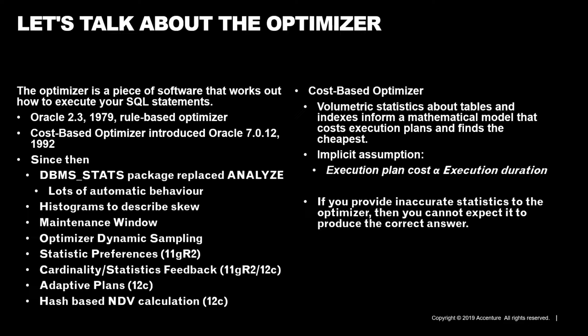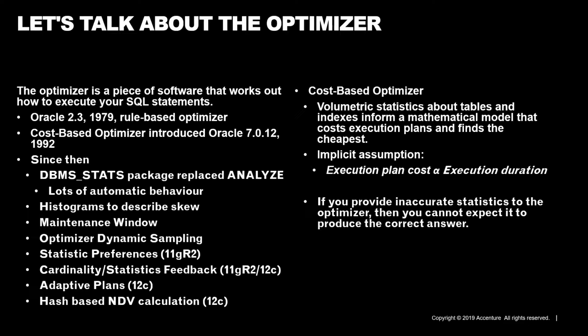Cardinality feedback, now called statistics feedback from Oracle 12, lets the optimizer correct statistics based on its previous experience. If it says, well, I got a different number of rows out to what the statistics said I should get, if it repeatedly executes that statement, it will adjust the statistics. Adaptive plans in Oracle 12 allow the optimizer to change its mind about things such as the method used to join two tables. It can switch between nested loop and hash join, or vice versa.